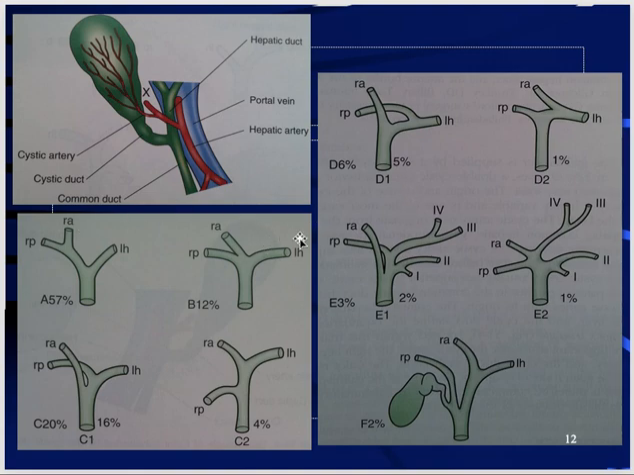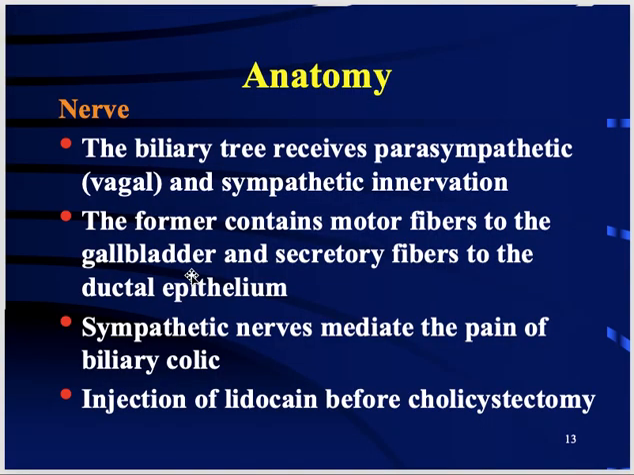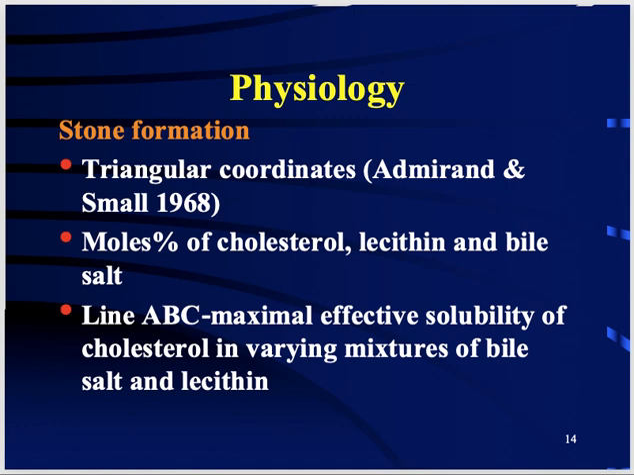So again, they are showing you how different people have different types of variations, right? I told you the parasympathetic is from the vagal, and there is sympathetic innervation as well, and it also contains motor fibers to the gallbladder and secretory fibers to the ductal epithelium, and sympathetic nerves mediate the pain of biliary colic. So like this.